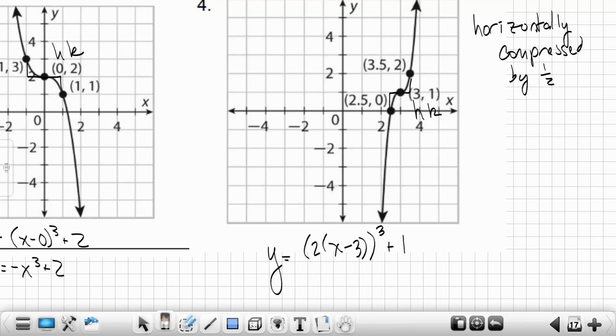So whenever we're doing stuff horizontally, if we move it to the right, it's a minus. If we move it to the left, it's a plus. If we are compressing it by a half, we are multiplying it by 2. If we are stretching it by 3, we are multiplying it by 1/3. So we always flip it. You flip the fraction, right? So flip this. You could say 2 over 1 because you're taking that and flipping it. The 2 would go on the outside. If it was stretching by 2, then it would be a 1/2 on the inside.